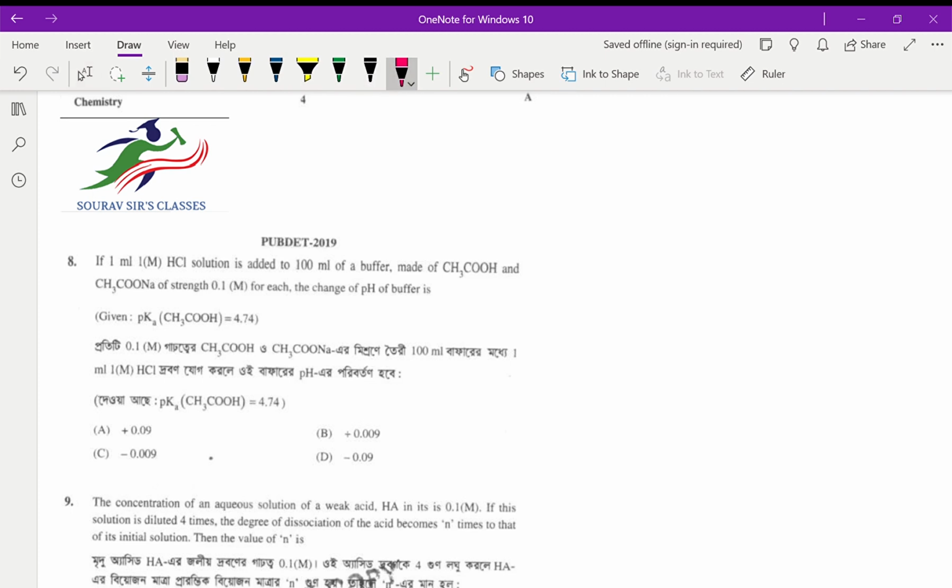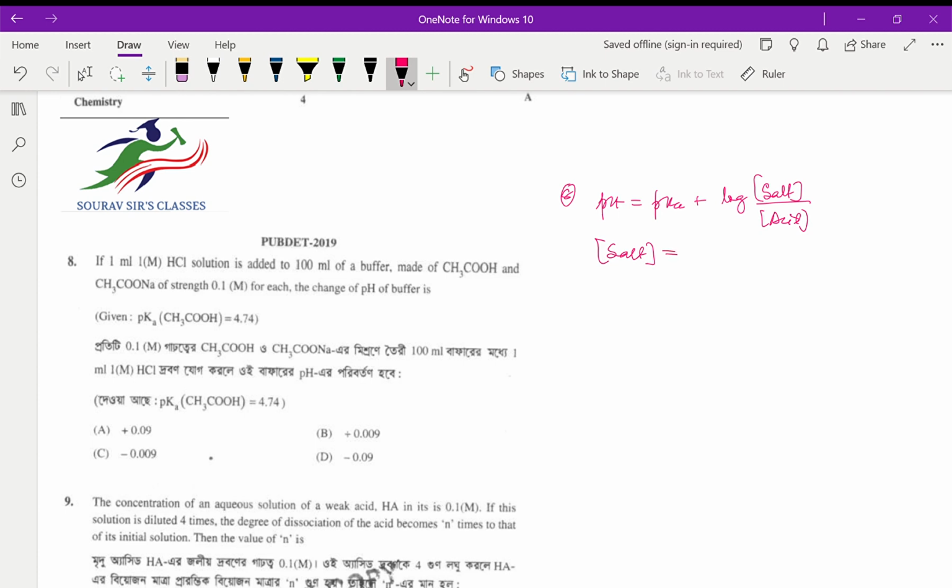So, this is the solution for 8. We will say, using the Henderson equation, that pH is equal to pKa plus log of the concentration of the salt by the concentration of the acid. Now, what is the concentration of the salt that has been given to us?